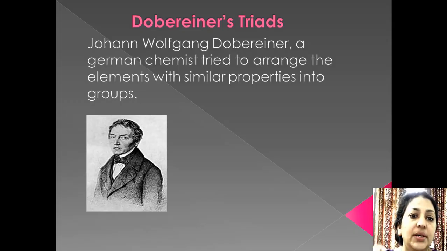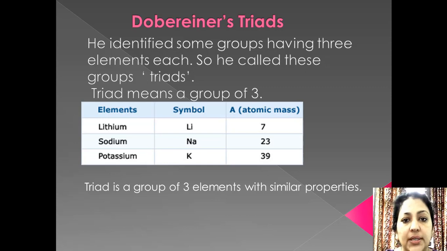Okay. So here Johann Wolfgang Dobereiner was a German chemist. He tried to arrange the elements with similar properties into groups. He identified some groups having 3 elements each. So he called these groups triads. Triad means a group of 3.